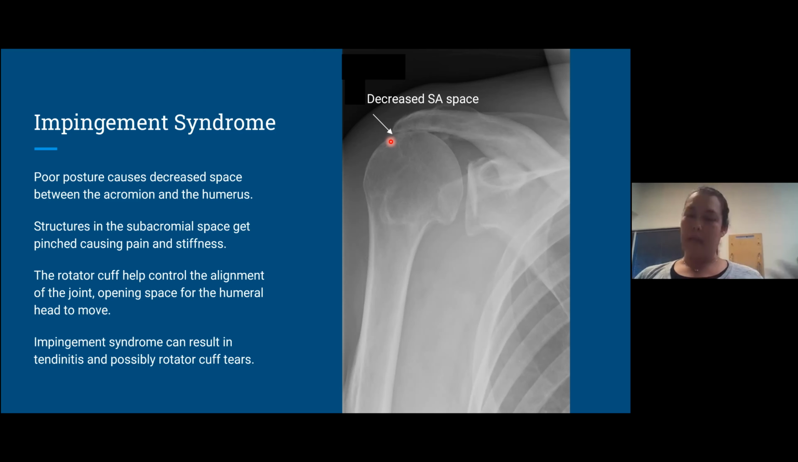So what helps to keep that space open besides your posture? How can we control that? It's the rotator cuff muscles. They help maintain the joint space in this neutral open position. If the joint space is not maintained, the impingement can result in rotator cuff tendonitis, bursitis, and even rotator cuff tears. That's what we were talking about earlier. So that's a huge problem.